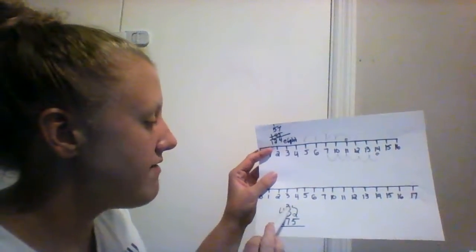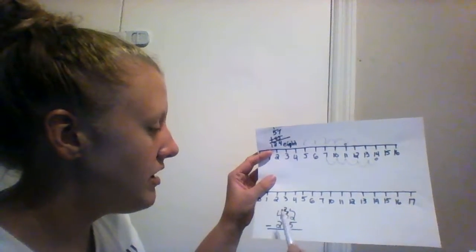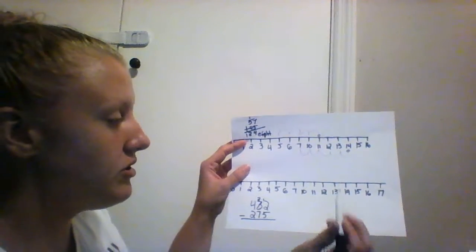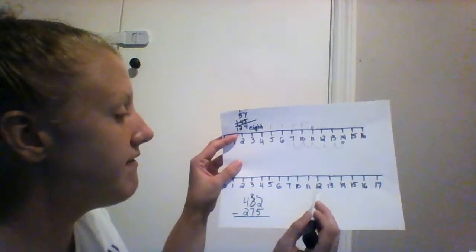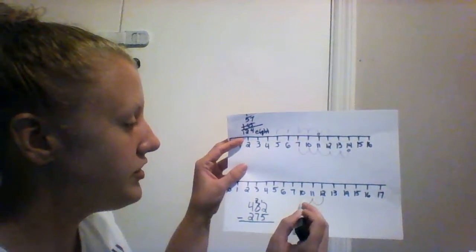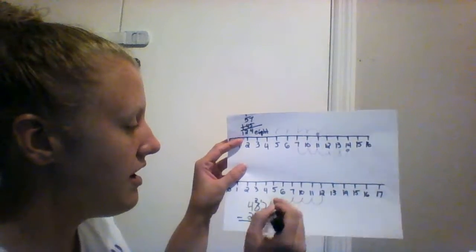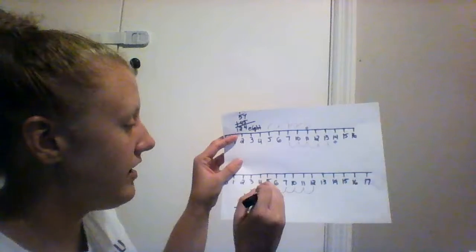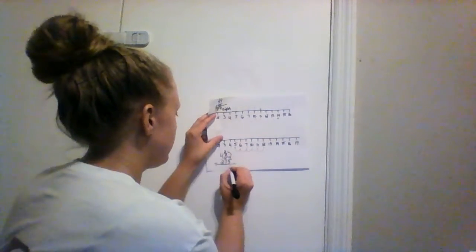So now we have 12 minus 5. We're going to start at the 12 and subtract 5: 1, 2, 3, 4, 5. And we end up at 5 for that answer.